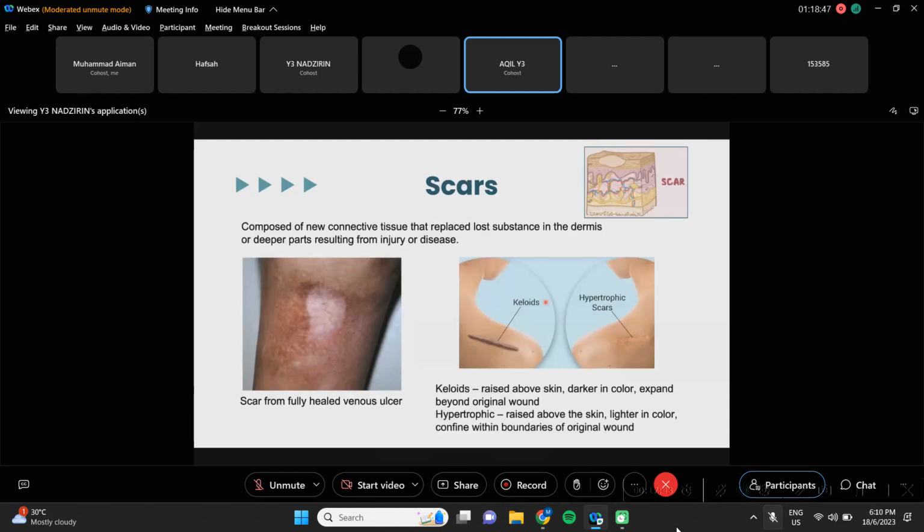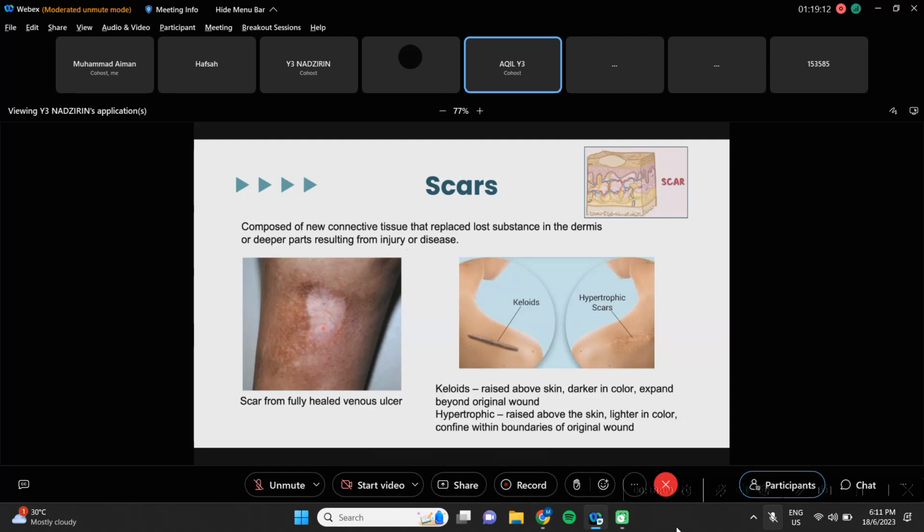Okay, the next one is the last secondary skin lesion that I will talk about, which is scars. A scar is composed of new connective tissue that replaces lost substance in the dermis or deeper parts resulting from injury or disease. And they are quite varied in their shape and size. It depends on the form of the previous injury.